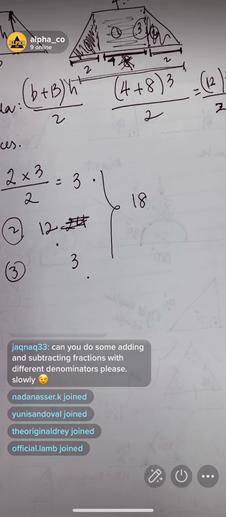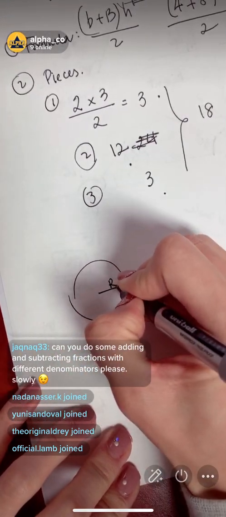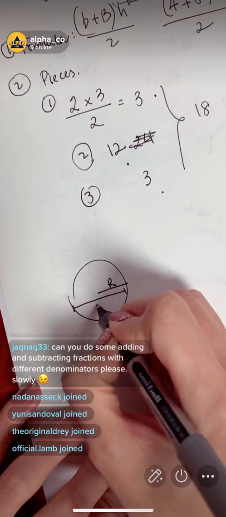Next thing, circles. So a circle has the radius and you have a diameter.